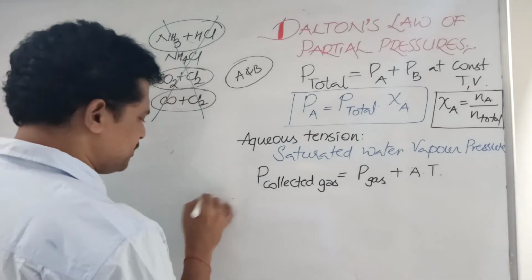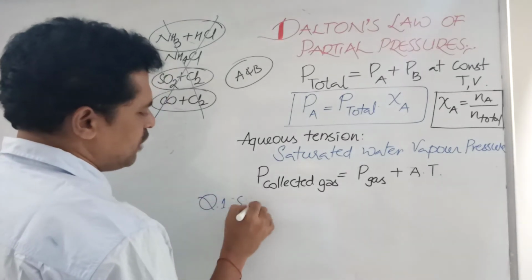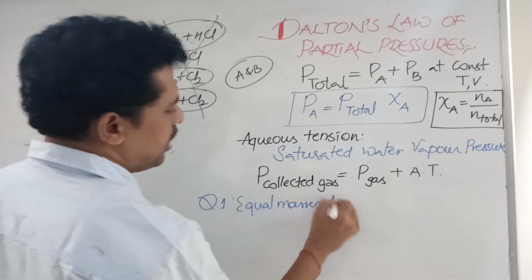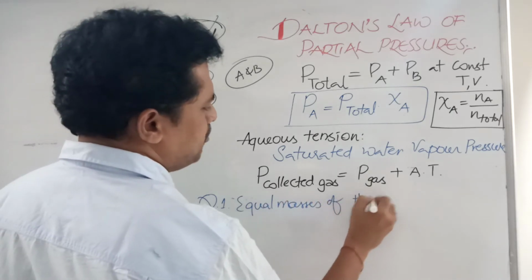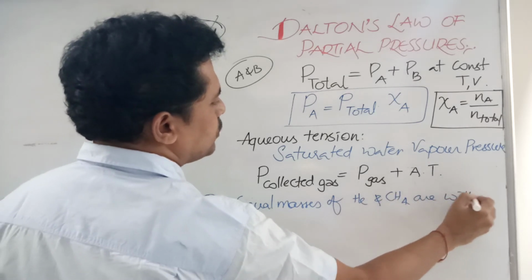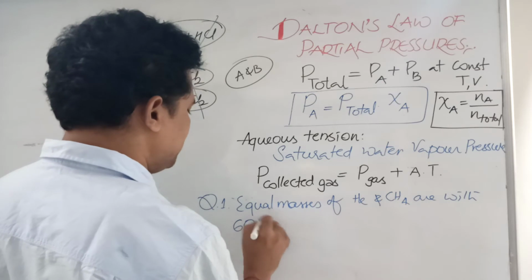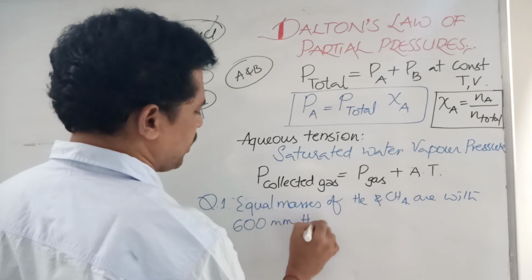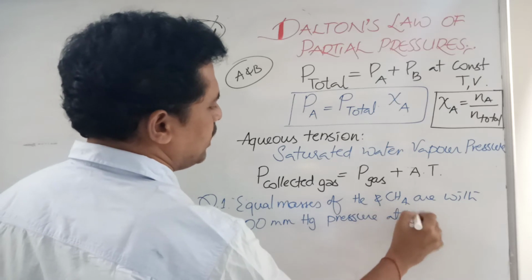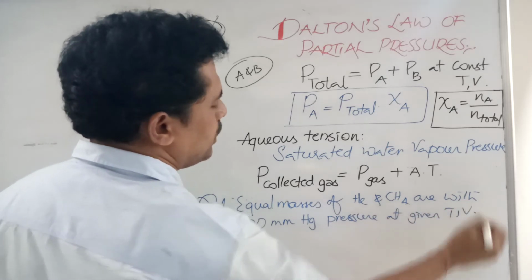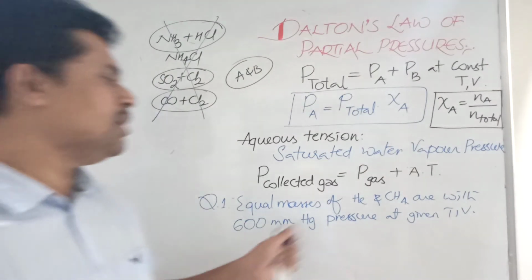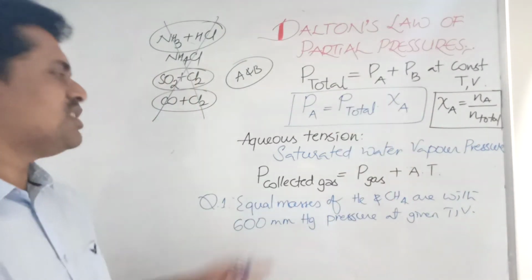The first numerical's question will be in this pattern. Equal masses of helium and methane are with 600 millimeters of mercury pressure at a given temperature and volume. What are the partial pressures?